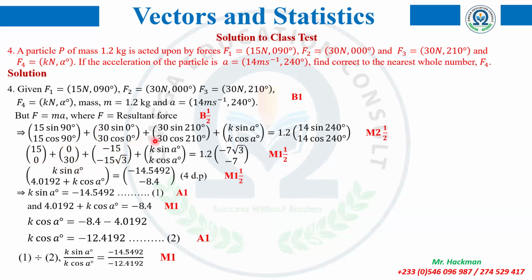Or better still, you can use your calculator. Your calculator will give you, don't write the approximated version of this, use the exact version. And this one too will give you k sine alpha, you know it is the magnitude. It's the magnitude sine of your angle, then magnitude cos of your angle. And that will be equal to mass, which is 1.2 kg.